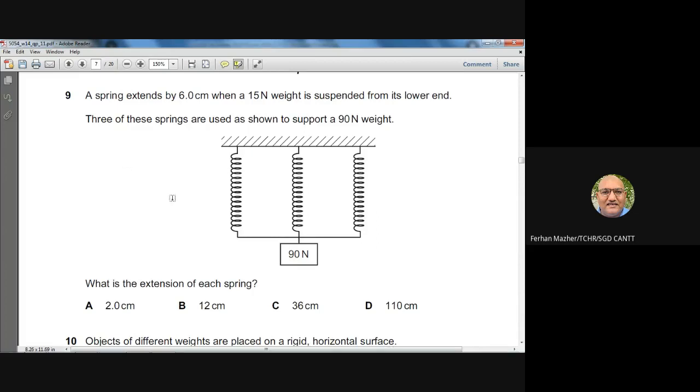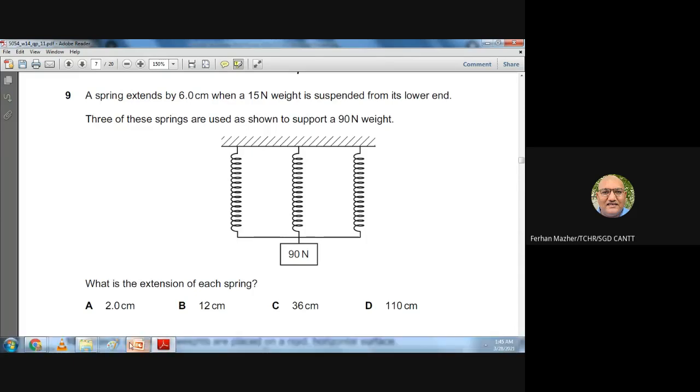So when you have hung these springs parallel to each other, there are 3 springs you are using, and you hung a 90 Newton load. So the load will be distributed equally on them. So each spring will be experiencing 30 Newton load. So if the 15 Newton load on a single spring produces 6 centimeter extension, if the single spring will be experiencing 30 Newton load, how much will be the extension?